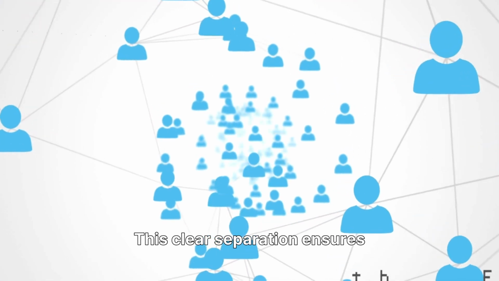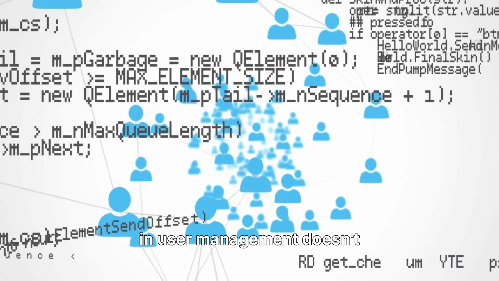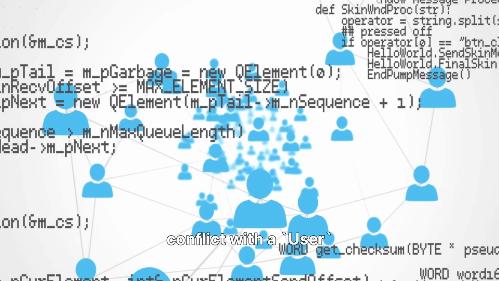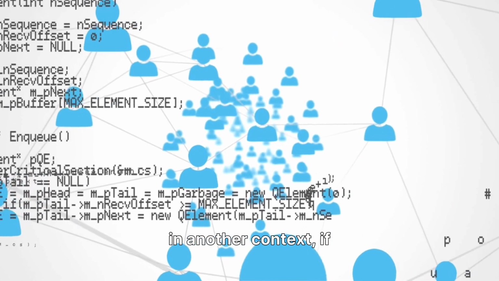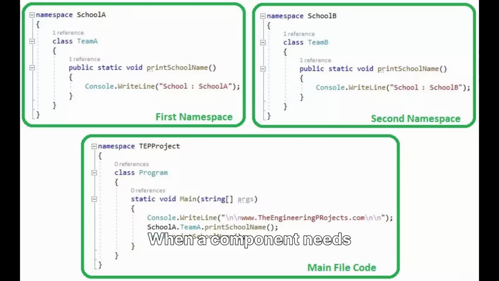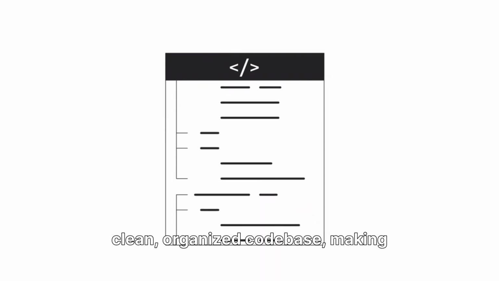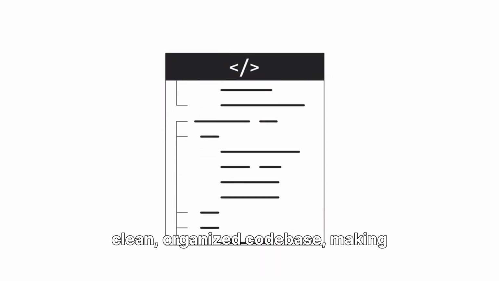This clear separation ensures that a User class in UserManagement doesn't conflict with a User class that might exist in another context, if applicable. When a component needs to interact with both modules, it can simply use the using directives for both namespaces. This approach maintains a clean, organized codebase, making it easier for developers to understand, navigate, and extend the application.